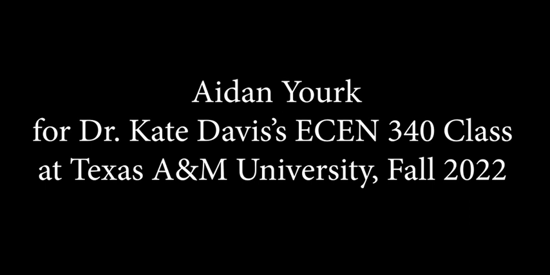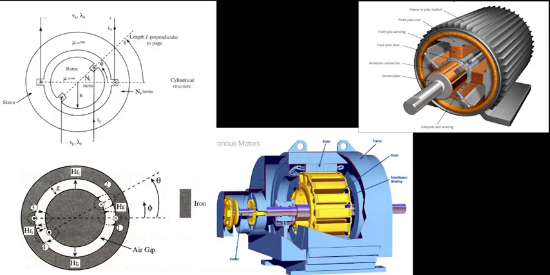Kate Davis's ECEN 340 class at Texas A&M University, fall 2022, and for this assignment I have chosen the topic of rotational systems. A rotational system is, in its most basic form, a machine made up of two parts, a rotor and a stator, where the rotor rotates and the stator is stationary.